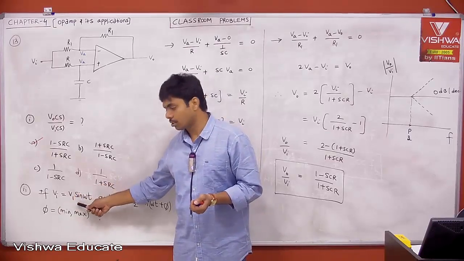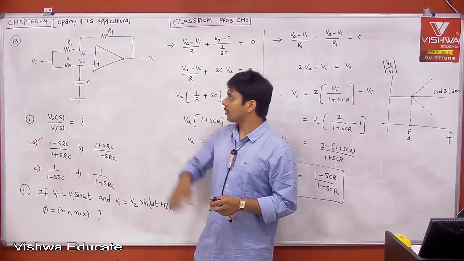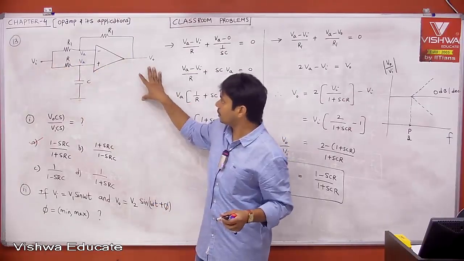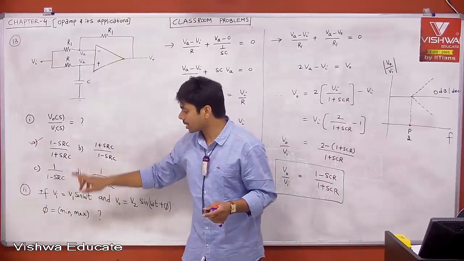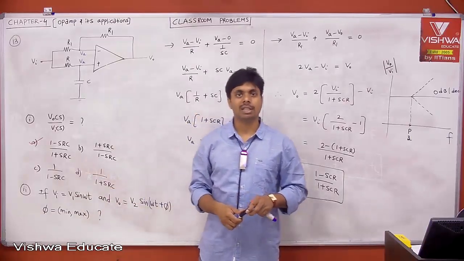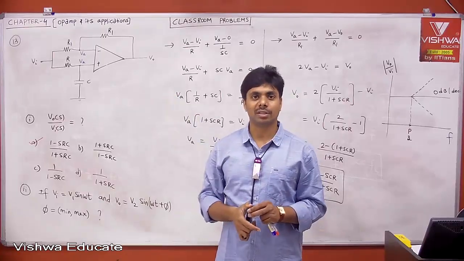See, Vi is equal to V1 sin omega t and V0 is equal to V2 sin(omega t plus phi). If you give a sine wave, I am getting a sine wave with some delay or with some phase shift. Then it asks what the minimum and maximum phase shift is that you can get from the all pass filter circuit.